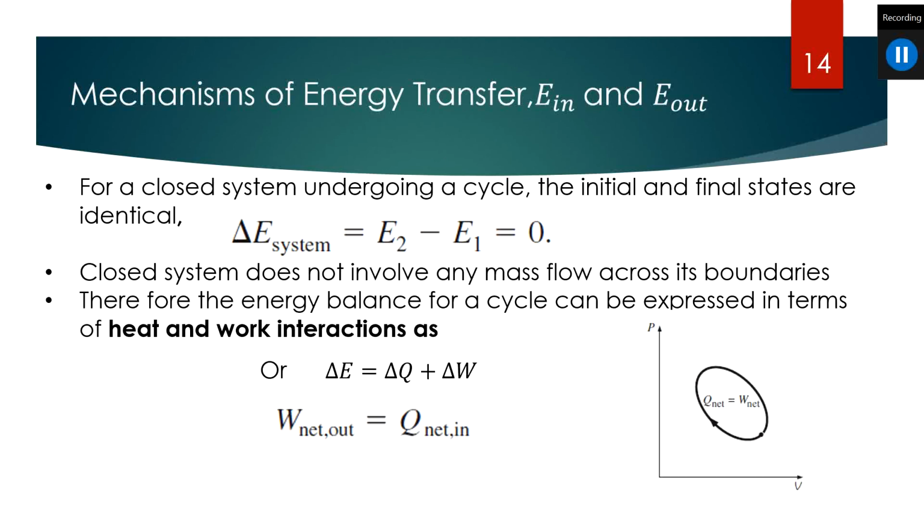That means delta E becomes 0, and W net out is equal to Q net in, or total heat energy is equal to total work transfer. This is in the case of a cyclic process, a closed system undergoing a cycle, because the initial and final states are the same, and because of that delta E of the system becomes 0.